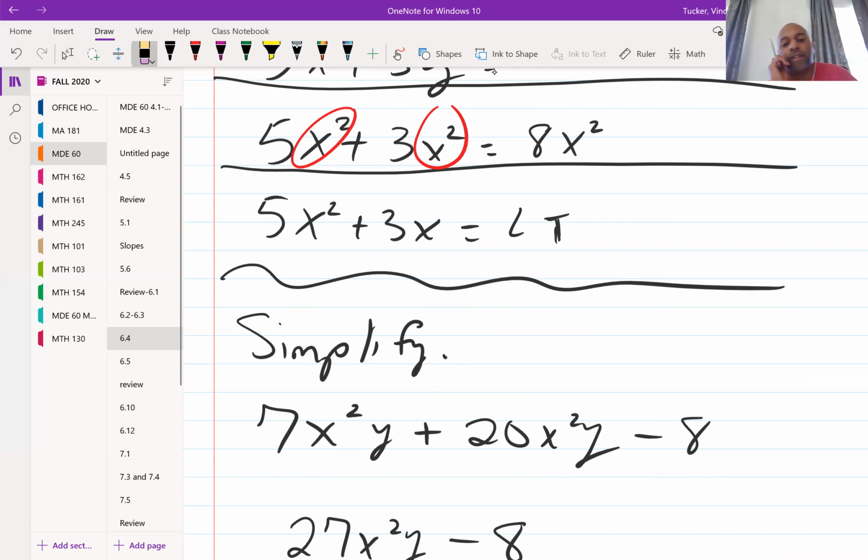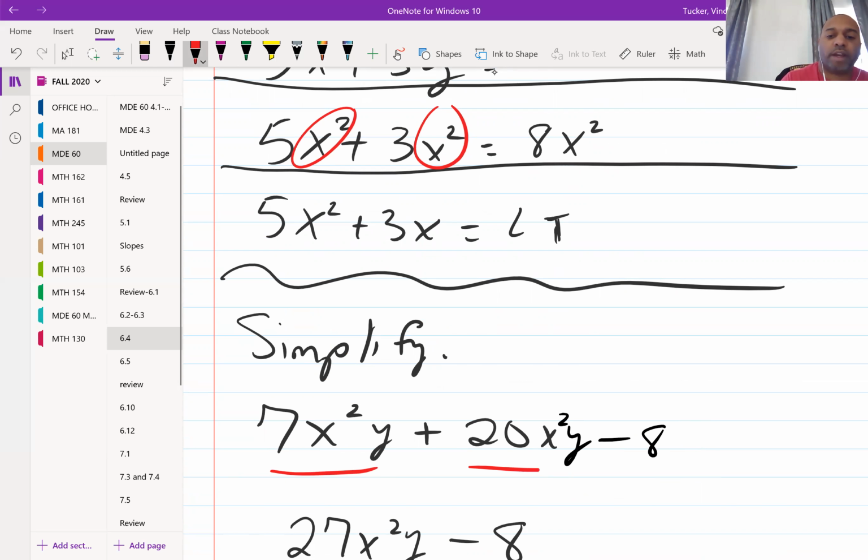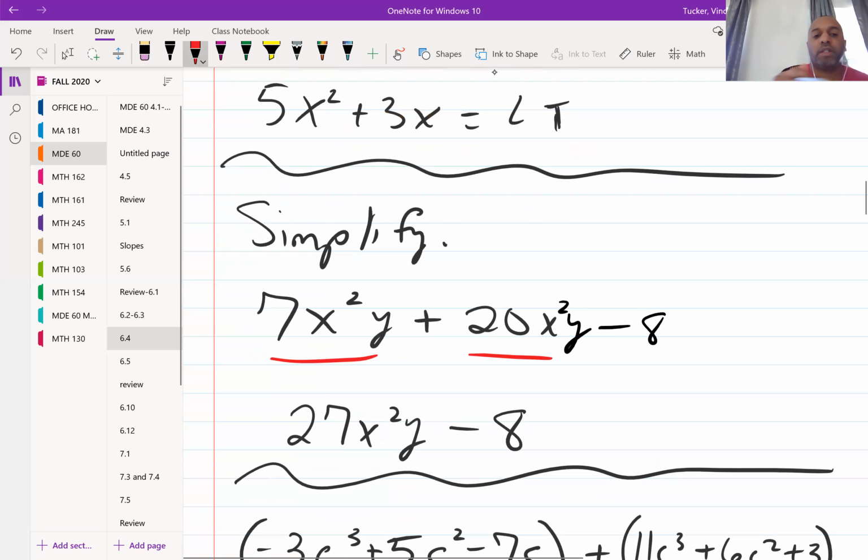So if I have 7x squared y plus 20x squared y, probably could have wrote that one a little more clear, minus 8, then all I would do is add together the terms that have x squared y. So 7x squared y plus 20x squared y gives you 27x squared y.